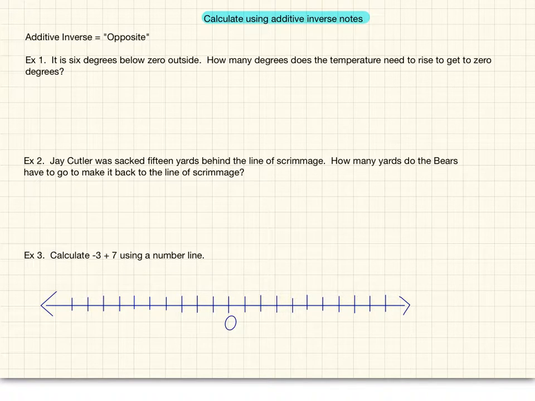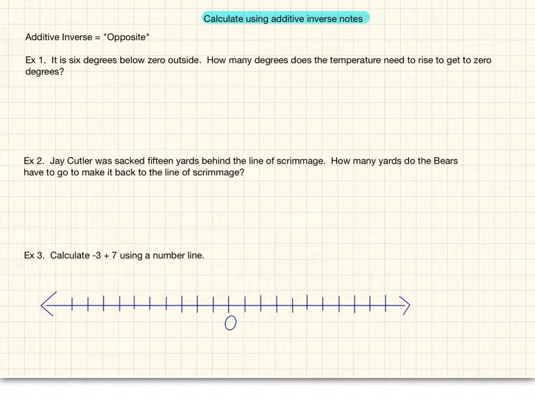Again, please make sure you have these notes loaded into GoodNotes and that you're writing down the same things that I am. Okay, so again, additive inverse means opposite, the opposite of the number, just like we learned in our last concept. So our first example here, it says it is 6 degrees below zero outside. How many degrees does the temperature need to rise to get to 0 degrees? Okay, so you know what it's like around here in the winter when it gets very cold.